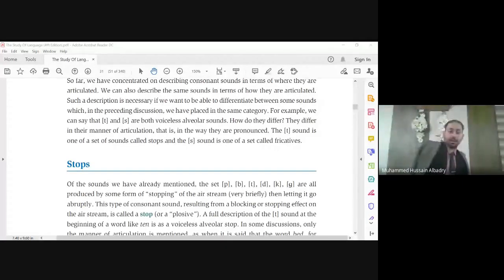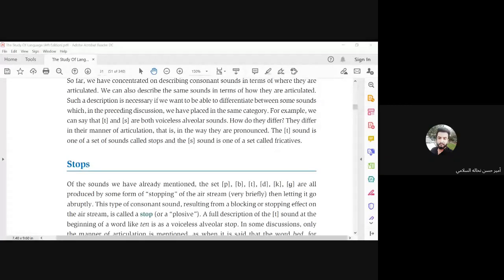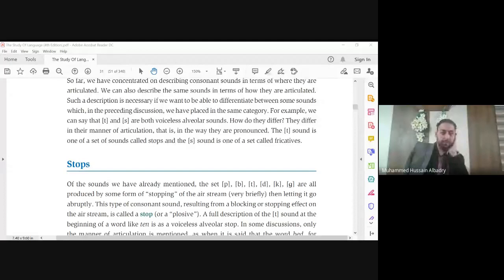Yes, Amir Hassan. Stops define the sounds which are produced when the air stream is completely stopped at some point in the mouth by the articulators, for example, lips and tongue, and then released with a slight explosion. Yes, good. Very good.